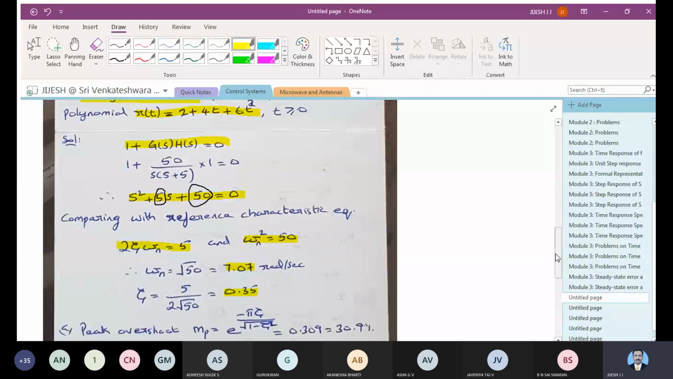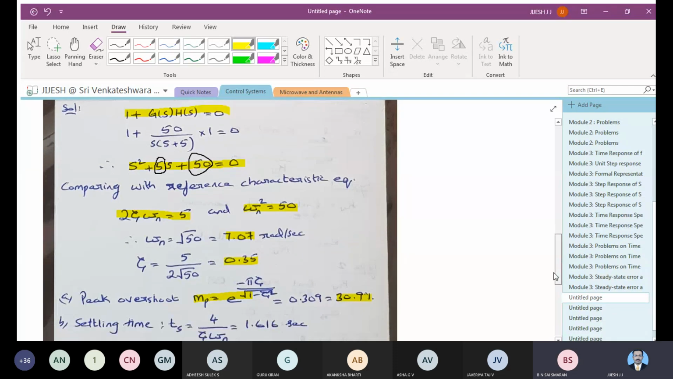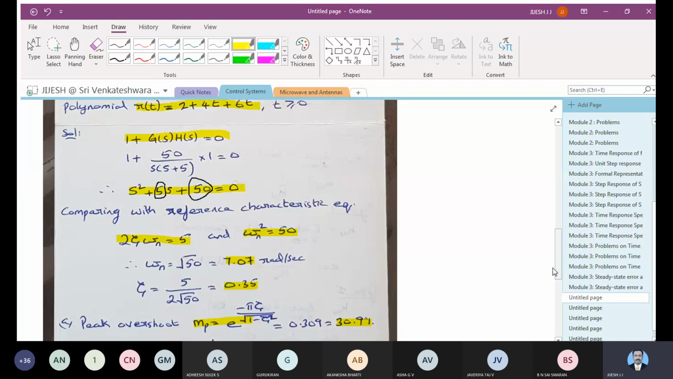So next one is settling time. Which equation are you going to use for settling time? You need to study all these equations. If you have not studied, just refer to previous classes and tell the equation for settling time. 4 by zeta omega n. Okay, 4 by zeta omega n. So substitute omega n and zeta and do that.